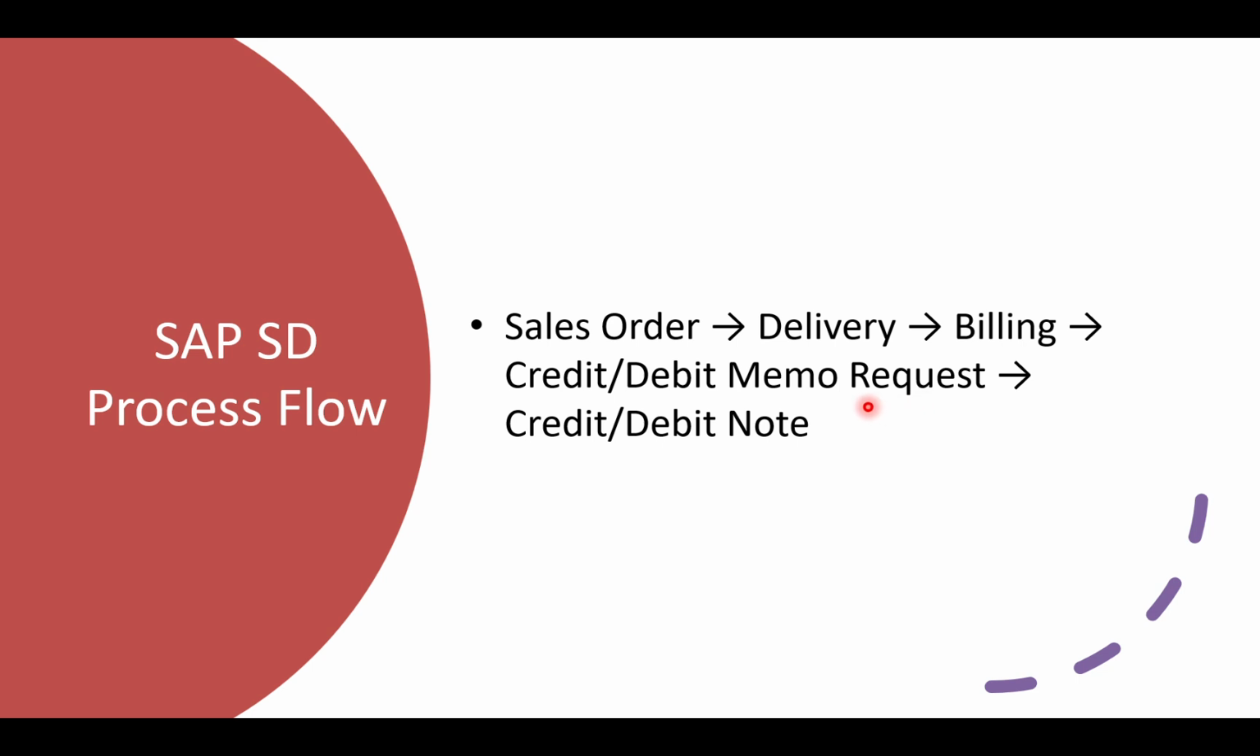Debit memo request is like an order, a sales order. Once the credit or debit memo request is approved, every company will have different levels of approval, either from the finance team or the sales team. There are certain approvals required for why we are issuing the credit or debit memo. When it is approved, the credit memo will be issued.